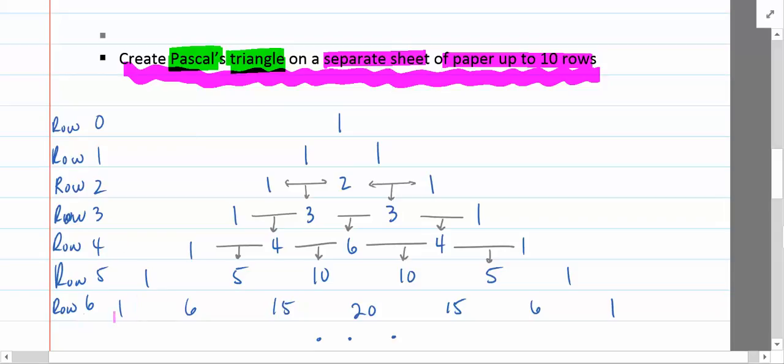We've completed 6. I'd like to see you complete 10 on your own. Bring that to class tomorrow.